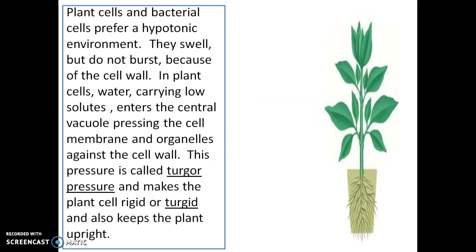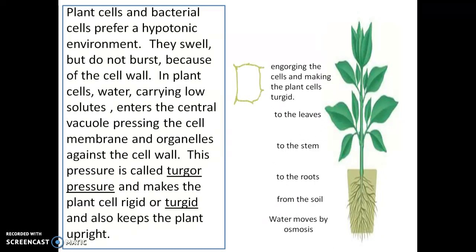Plants also like a hypotonic environment because it helps them with turgor pressure. So the water moves by osmosis all the way up the plant and into the plant cells. It fills up that central vacuole, which will then push on your cell walls, and it allows the plant to stand upright or remain rigid. If you were to lose the water from these cells, that's when the plant would actually wilt. So once again, hypotonic environment, good for plants, good for bacteria, very, very bad for animal cells.